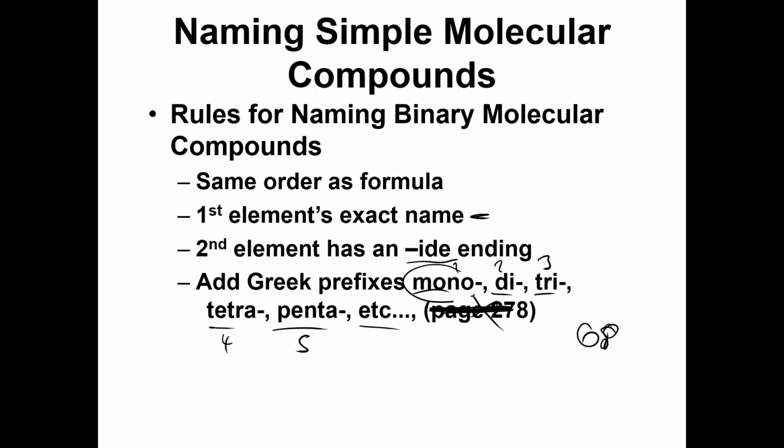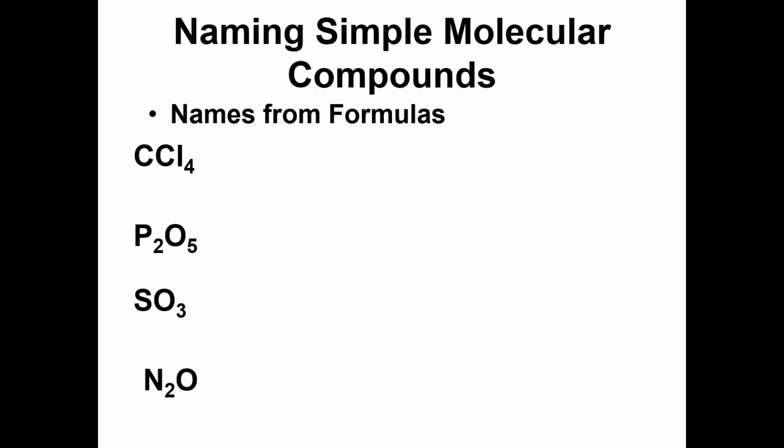And mono you don't use for the first element, okay? But you do for the second. So this is carbon monoxide. It's not monocarbon monoxide. So you don't need it for the first one, but you do need it for the second one if it's just one. That's the only odd thing in my opinion with the prefixes.